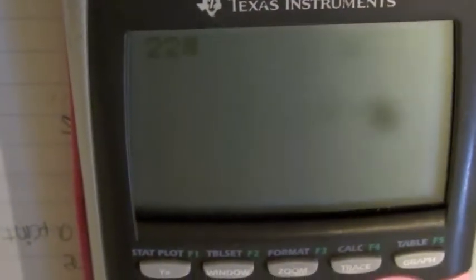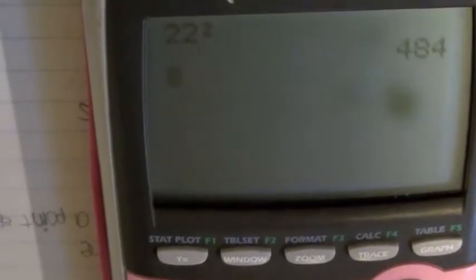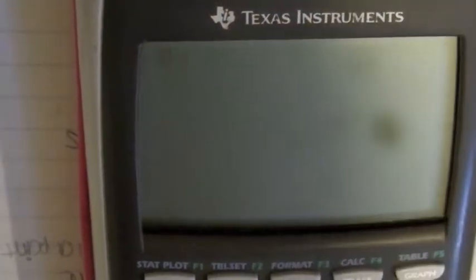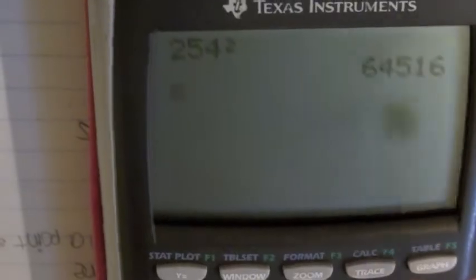For sum of x squared in parentheses, you're just going to take your x sum and square it. So 484. To get sum of y squared in parentheses, you're going to do the same thing you just did, except you're going to do it for the y. So it's 254 squared, which is 64,516.